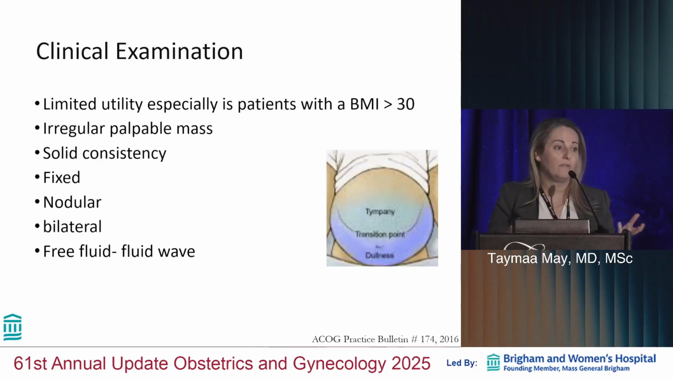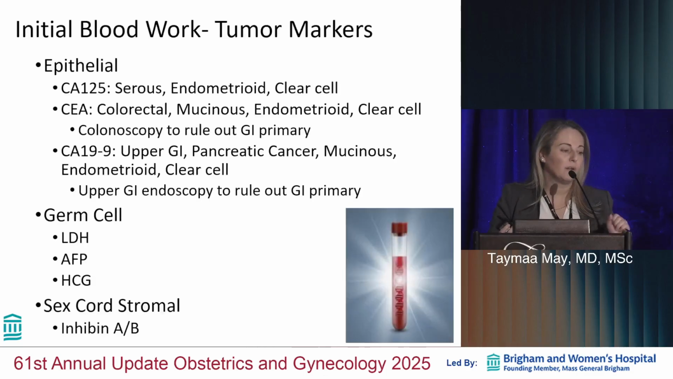If they have a lower BMI; if the BMI is over 30, sometimes it's limited by body habitus. If you feel a mass, especially if it's irregular, if it has solid parts, fixed, this is one of the most concerning things. If it's fixed to the cul-de-sac, fixed to the pelvic sidewall, if it's nodular, bilateral, free fluid, obviously if there's clinical signs of ascites, that's a little bit more concerning that it's a malignant process.